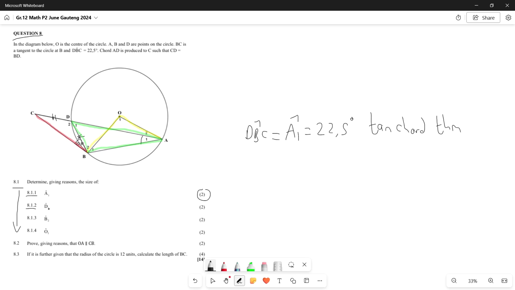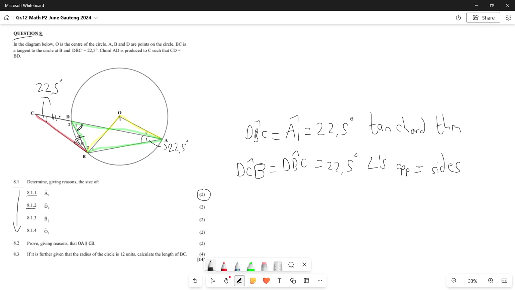8.1.2 then says D1, because what we can now do is use the information here, CD is equal to DB. So we don't have to write that it's been given, it's only 2 marks, which means we can just use that information to show that angle C equals angle B, because DCB equals DBC equals 22,5 degrees. Because if CD equals DB, this angle equals this angle, because angles opposite equal sides, which is great for us because now we know that angle C equals 22,5 degrees. And if we want D1, like they were asking for, D1 is the exterior angle of a triangle, which means that D1 equals C plus B over here.